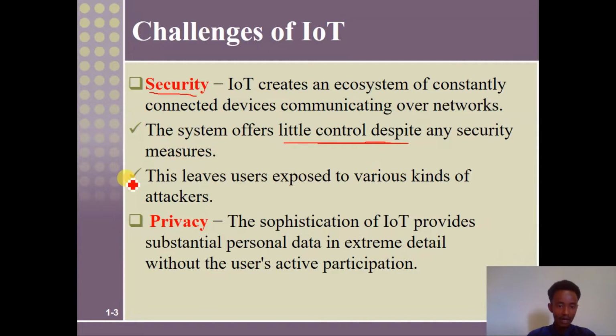The second one is the issue of privacy. The sophistication of IoT provides substantial personal data in extreme digital form without the user's active participation. Such sophisticated information may be revealed to a third party, which may cause damage if it is revealed to others. So privacy may not be protected if such an application of the Internet of Things is launched in a particular organization. Substantial personal data may be exposed to others when we use IoT. This is the second challenge of using IoT.